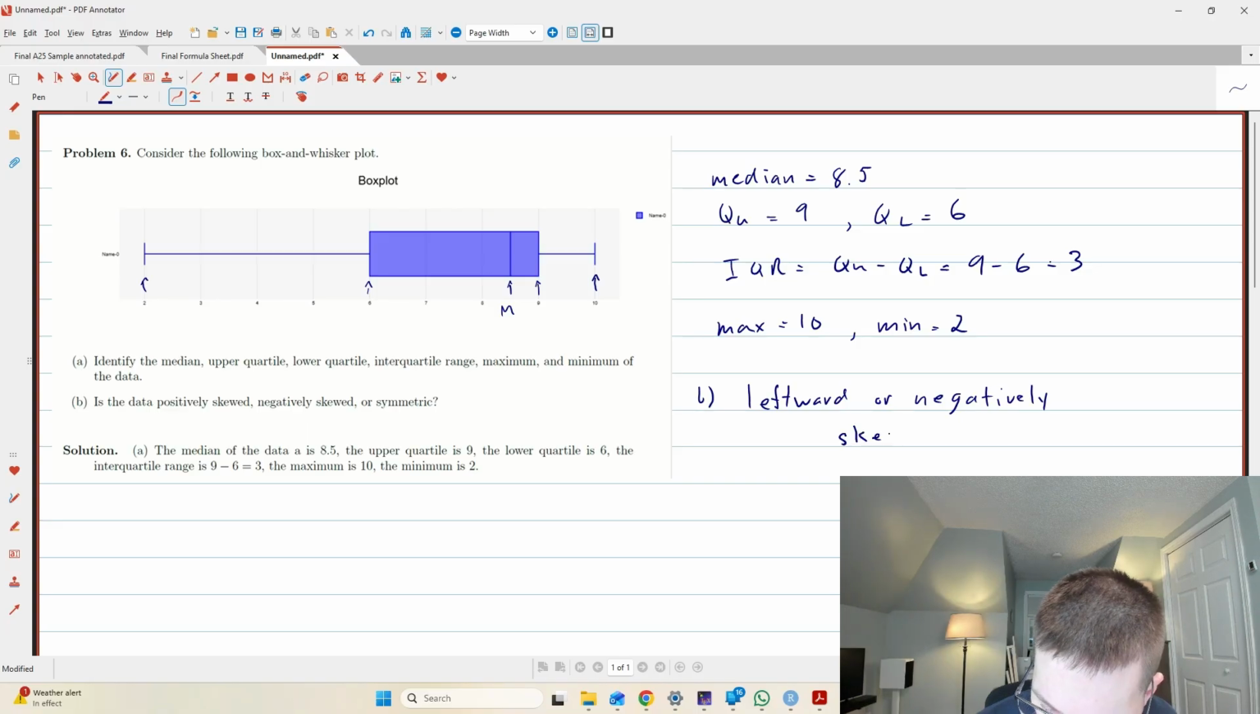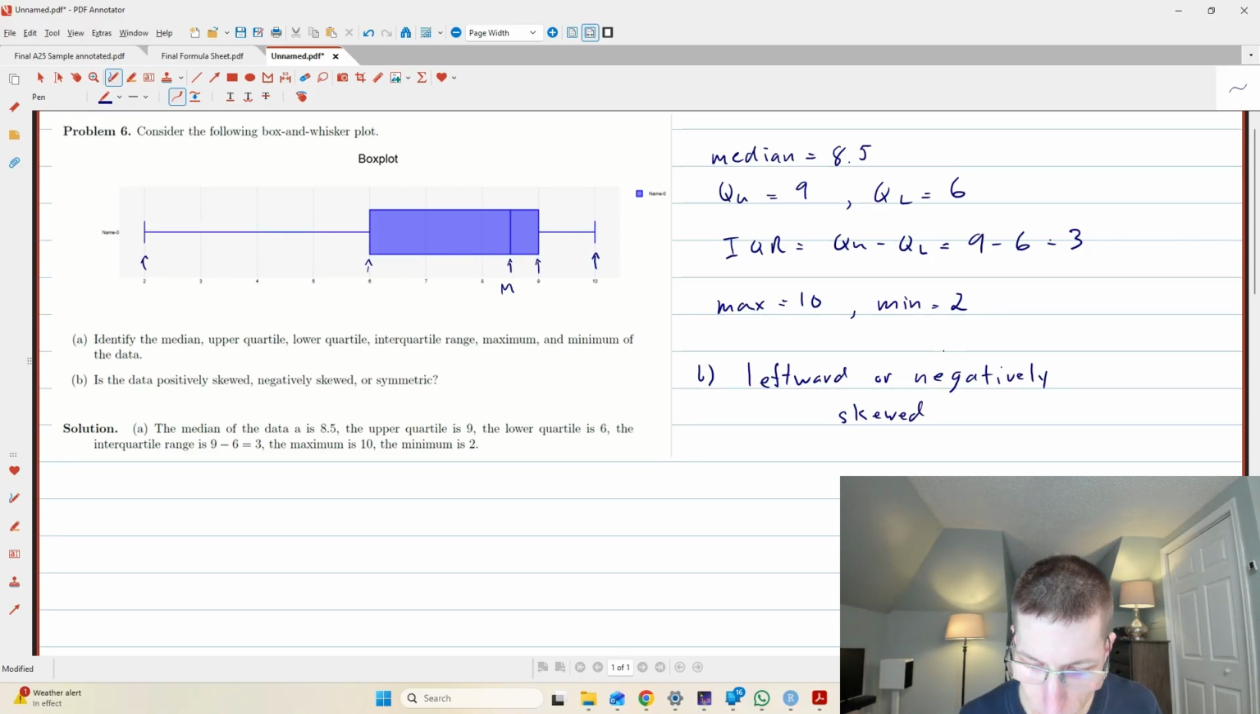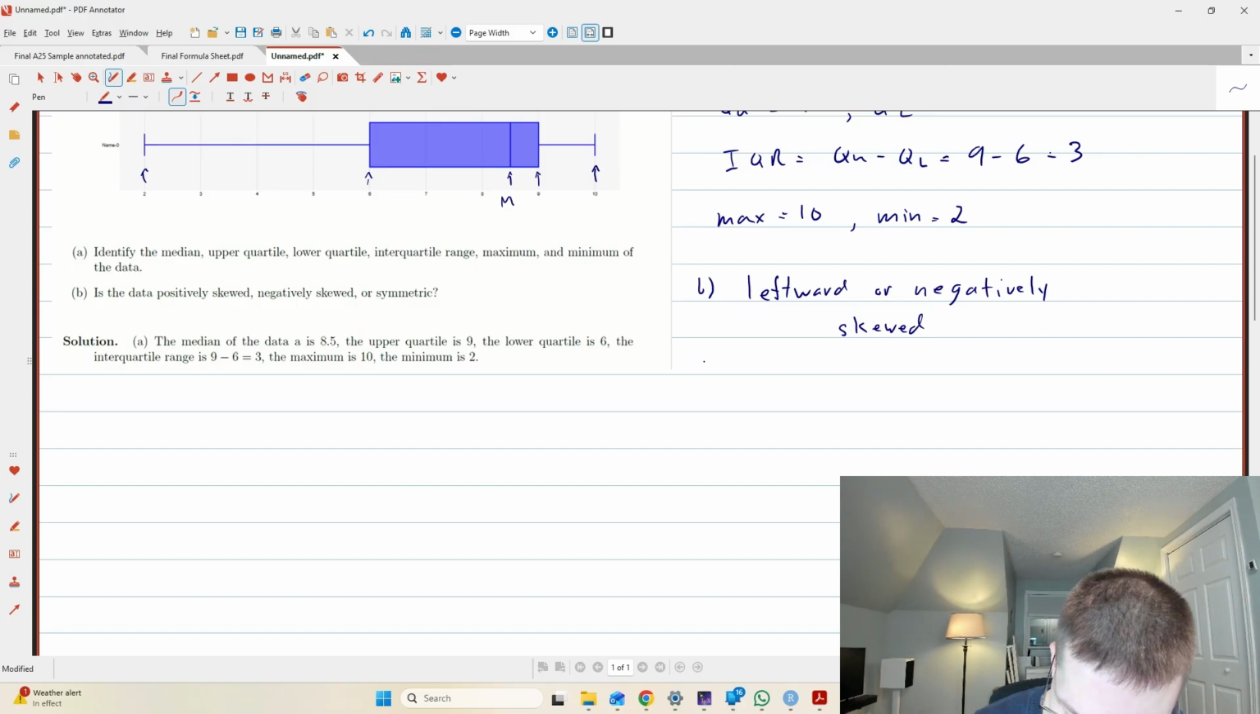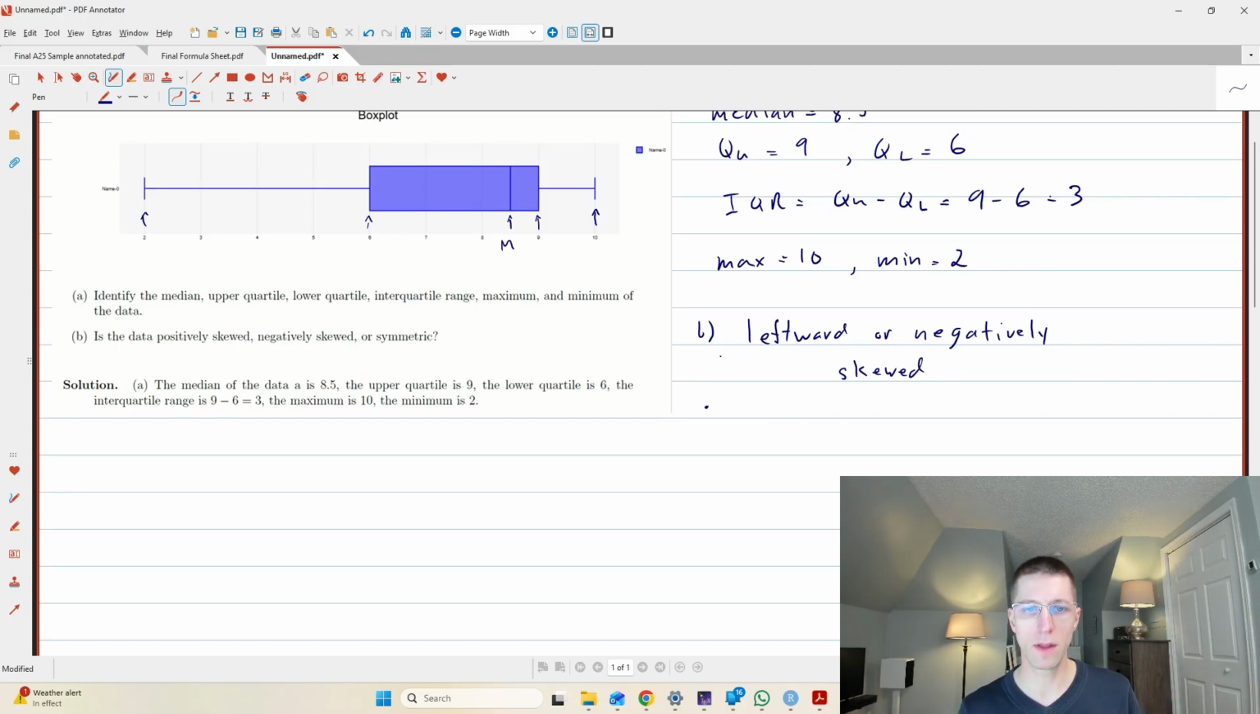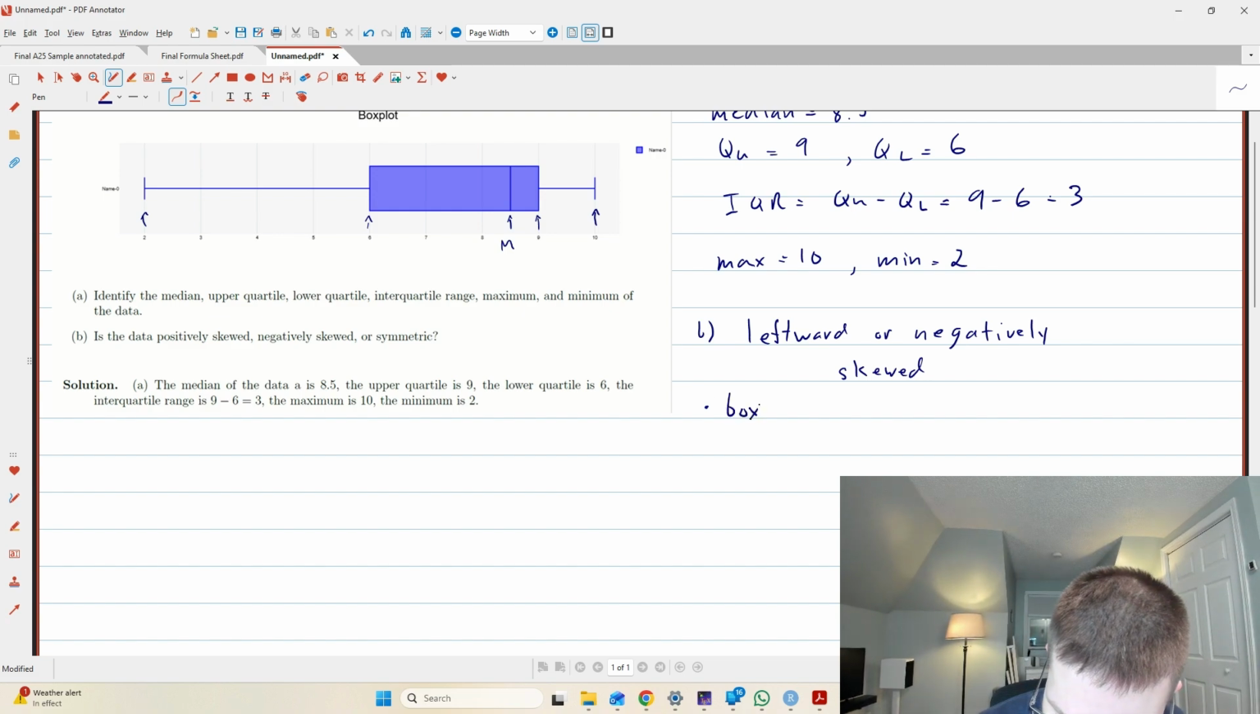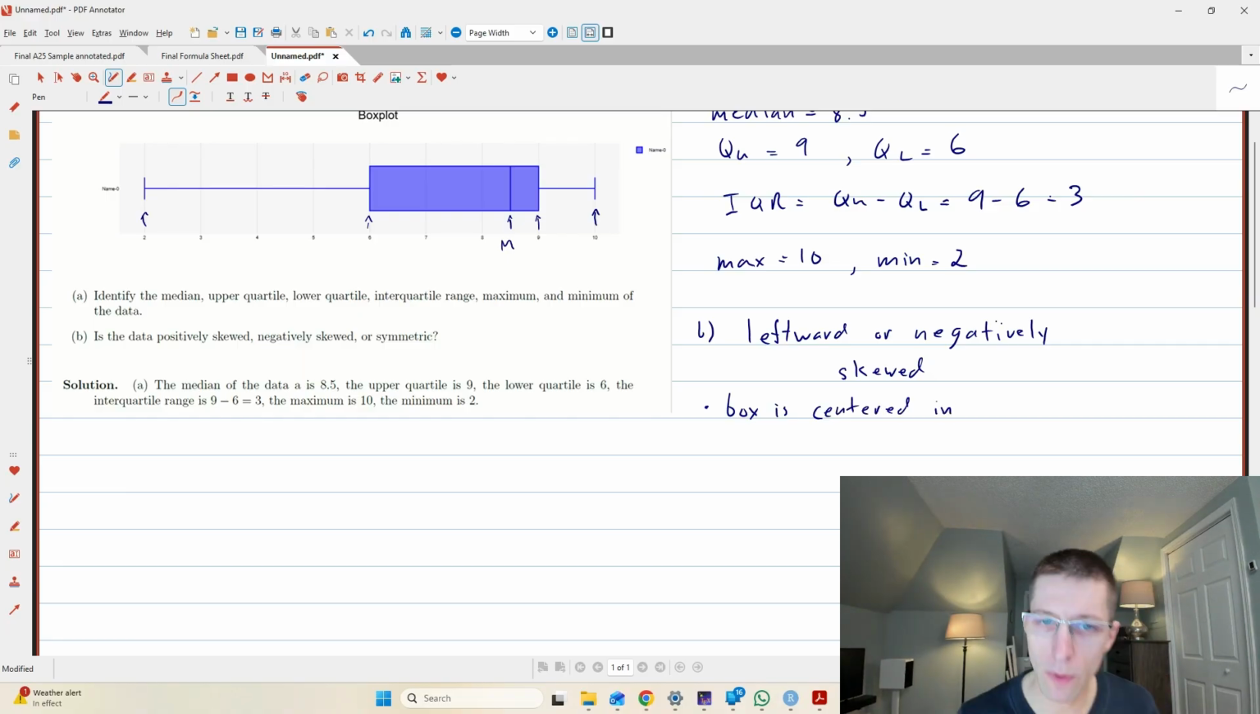And the reasons are as follows. There are several things that would give evidence to that. Leftward or negatively skewed would mean that the tail is longer on the left, that there's more extreme measurements on the left. So the first thing is that the box is centered in the upper part of the range. So more of the data is in the upper part of the range.